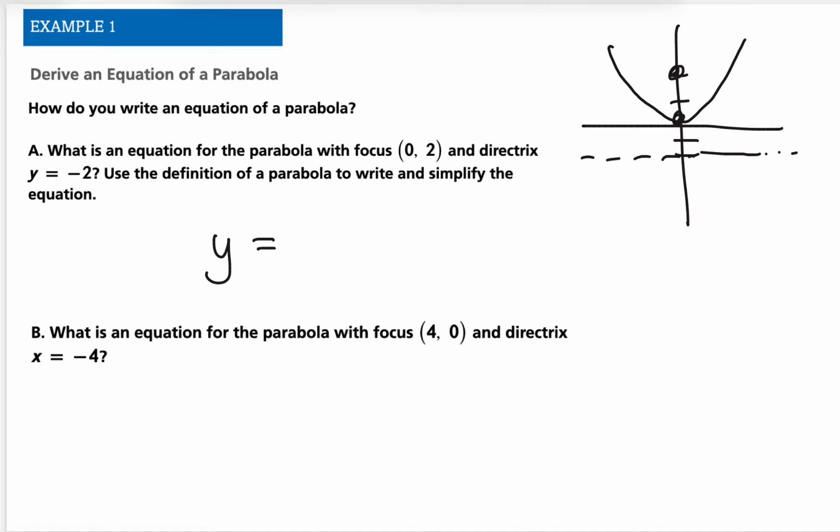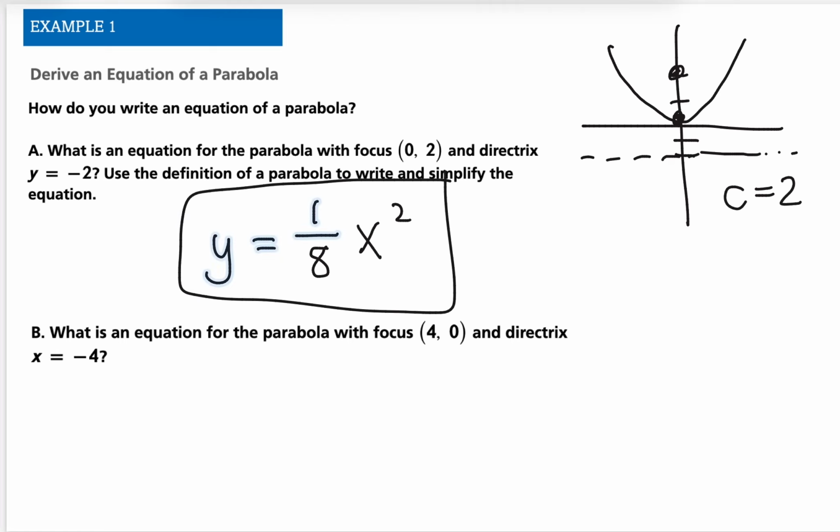Because it opens up, I know it's going to be y equals, and then the equation is 1 over 4c. Well, c in this case is going to be +2 because that is the distance from my vertex to my focus, and it opens up, so c is positive. So it's going to be 1 over 4 times 2, which is 8, x squared. So that will be my equation.